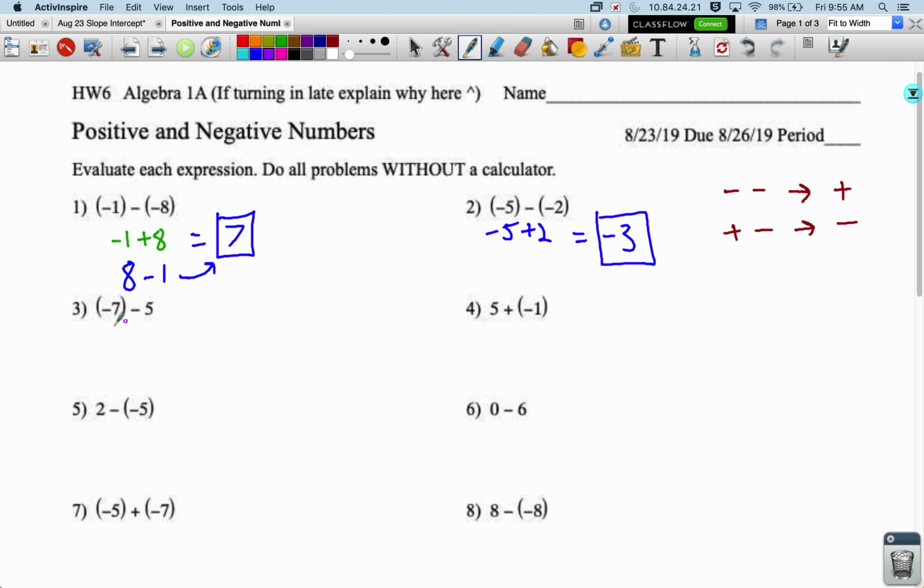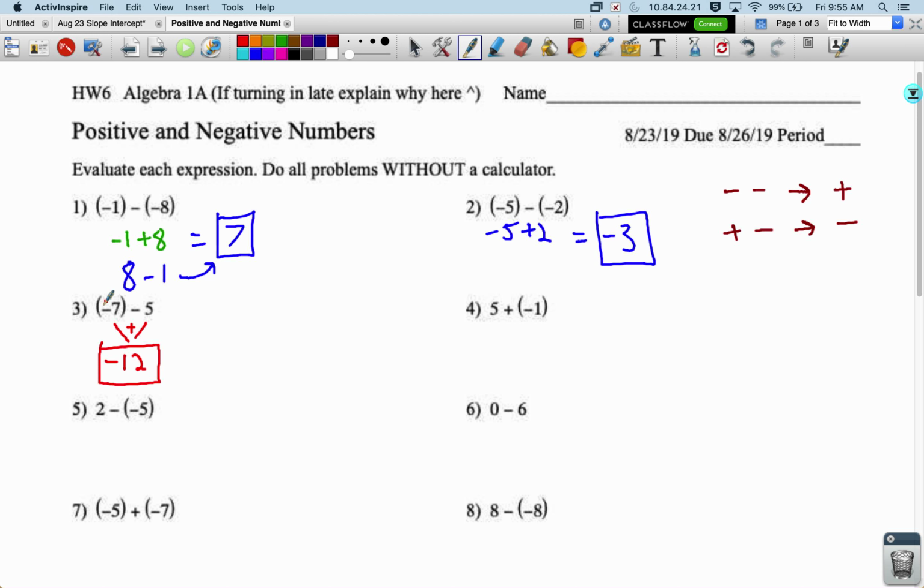Problem number 3, -7 minus 5, so there's nothing that needs to be switched here. When I've got a negative number and I'm subtracting another number, it's always going to end up negative, and it's always going to be these two numbers added together, and then we can make them negative. So 7 plus 5 is 12, but we knew it was going to be negative, so we can make that -12.